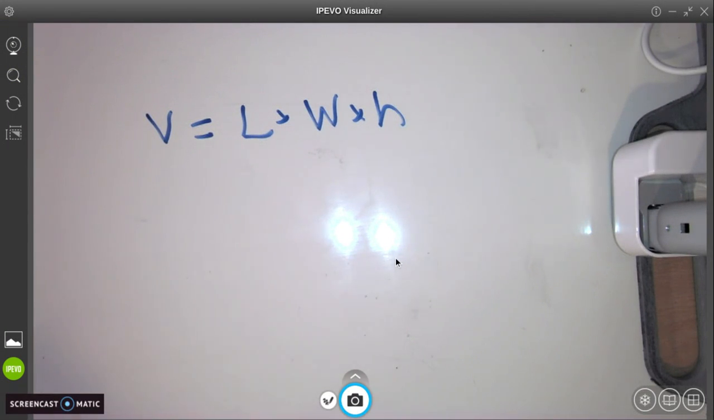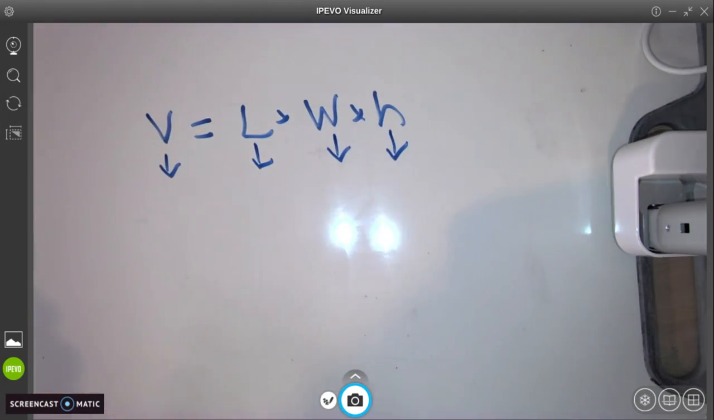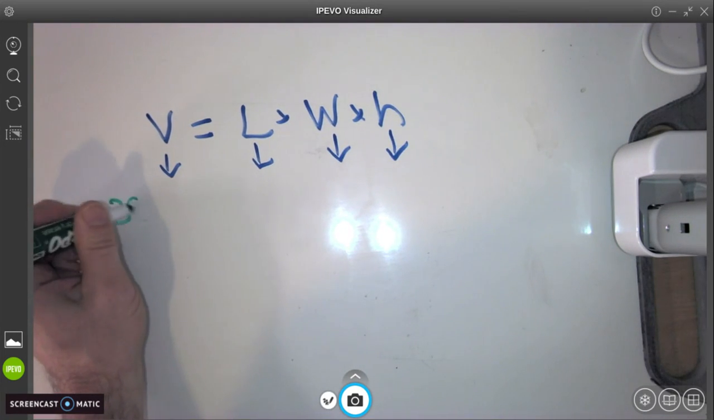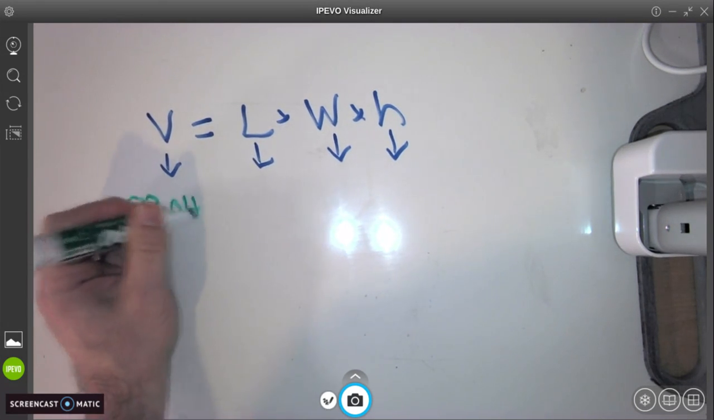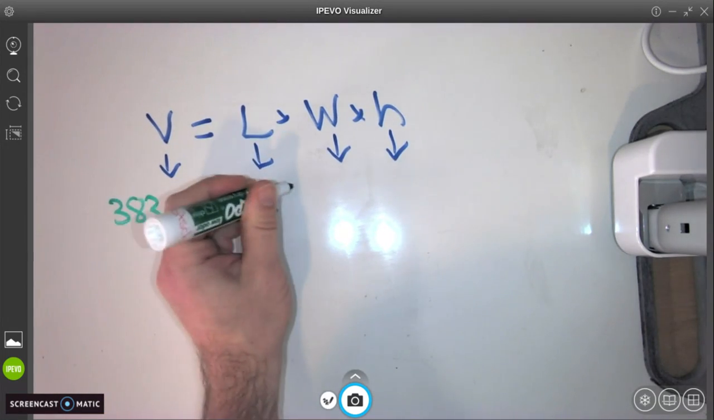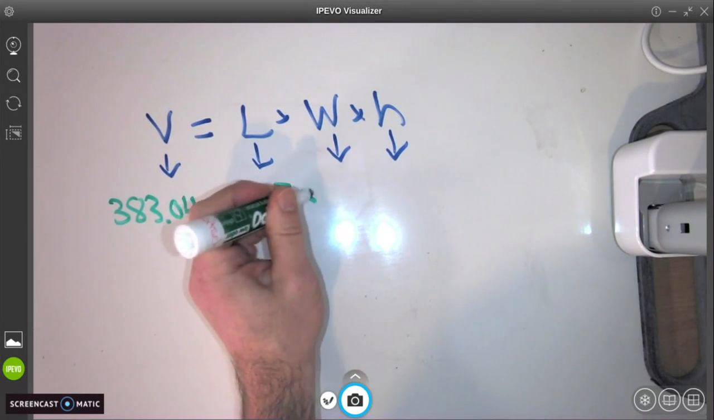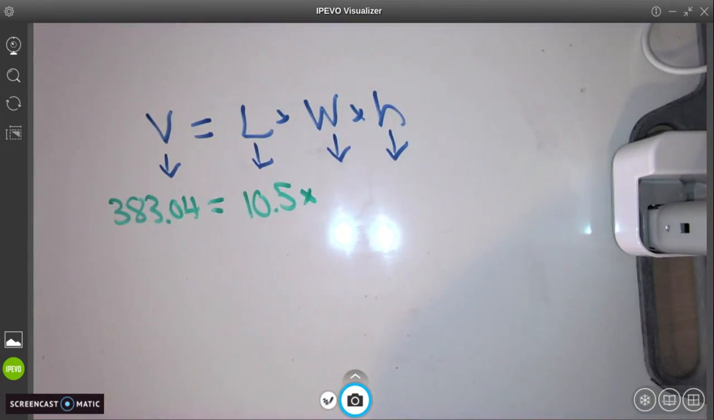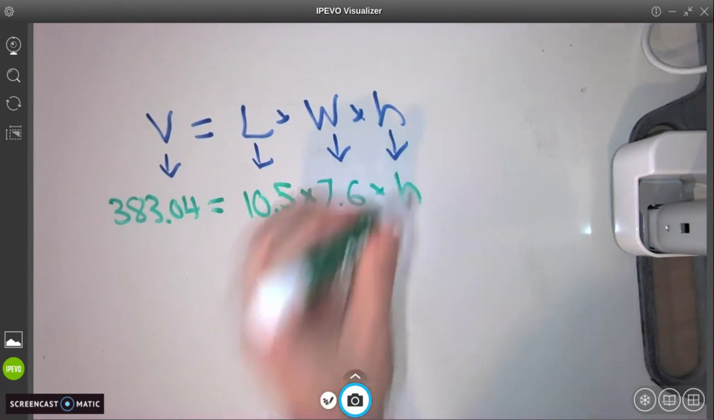All right, so volume equals length times width times height. So in this case, whenever we have a formula, just plug in what you know into the formula. So the volume is 83.04 equals the length they tell us is 10.5. The width, so times, or you can even use the multiplication sign if you want, the width is 7.6 and the height is unknown.